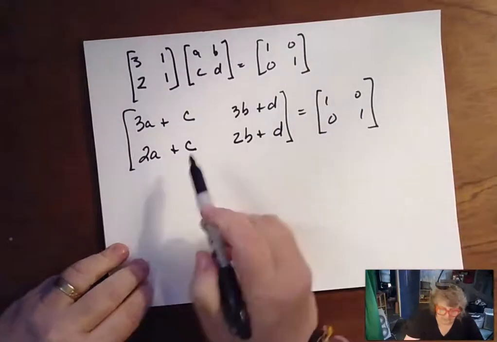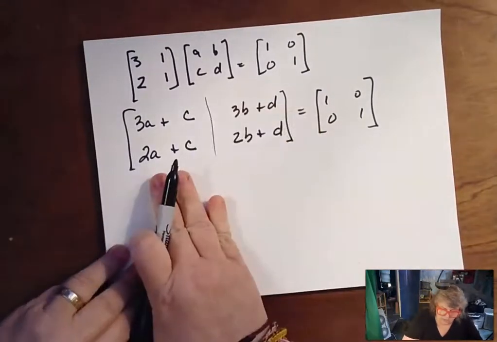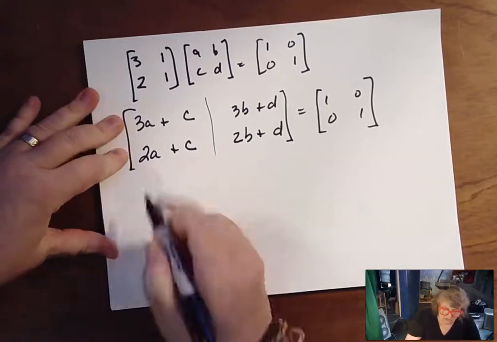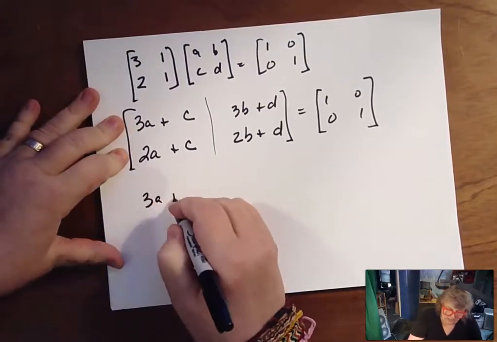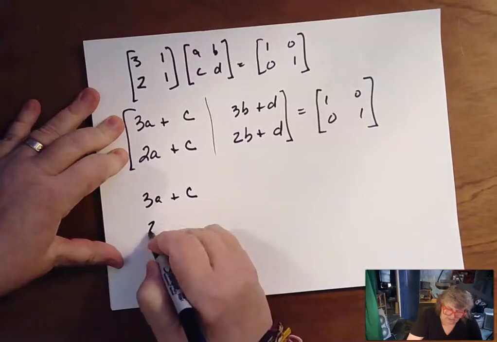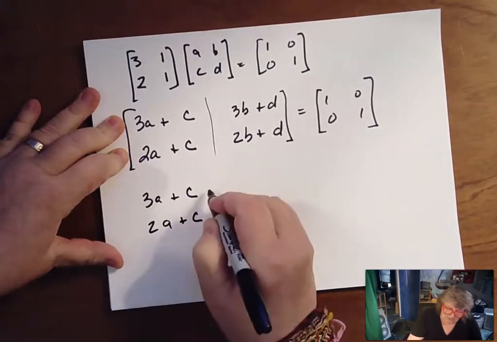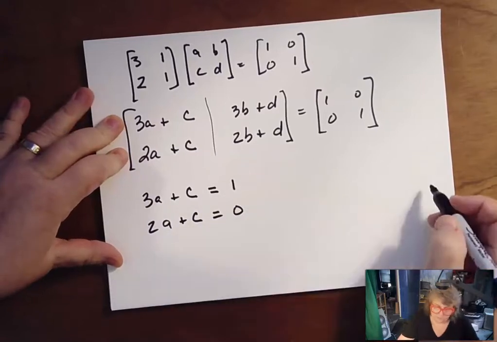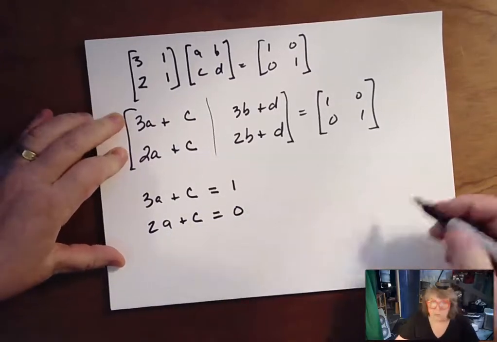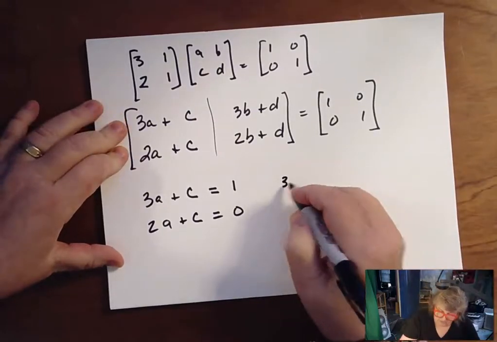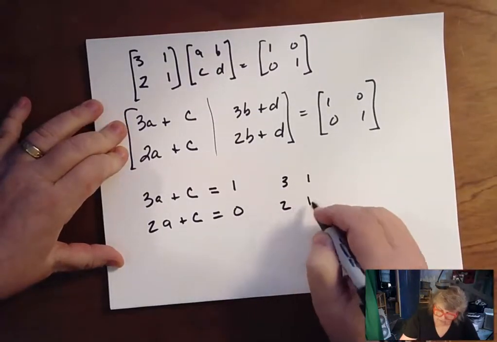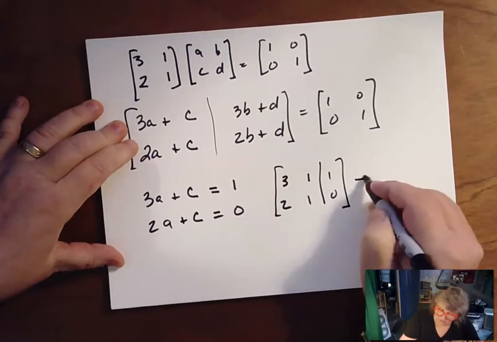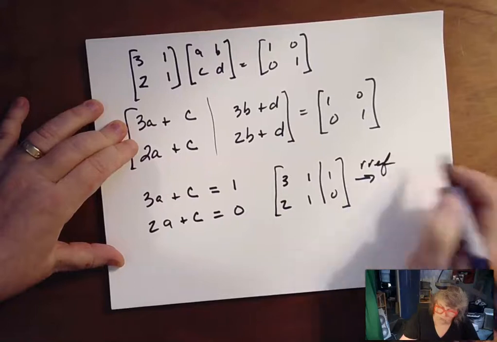So look at what we've got here. Let's just look at this first column. They're all A's and C's. There are only 2 variables, and there's only 2 equations. I have 3A plus C and 2A plus C. This has to equal a 1 and a 0. So I would solve that the way I solve equations. I would have a 3, a 1, a 2, a 1, and a 1, 0, and I would put that in row-reduced echelon form.